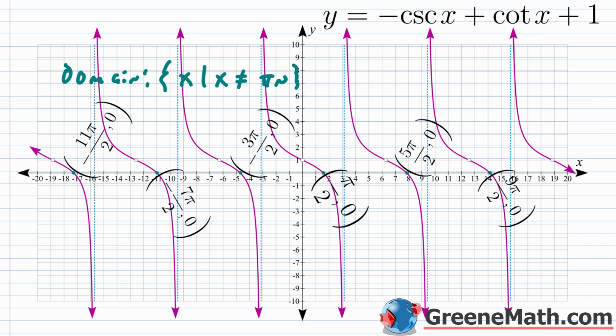Now, if you want to split this up into different cases, you can say that at 0, 2 pi, 4 pi, 6 pi, so I'm going to call that 2 pi n. So at this case right here, you're going to actually get a hole in the graph. So that's why you see these holes here.